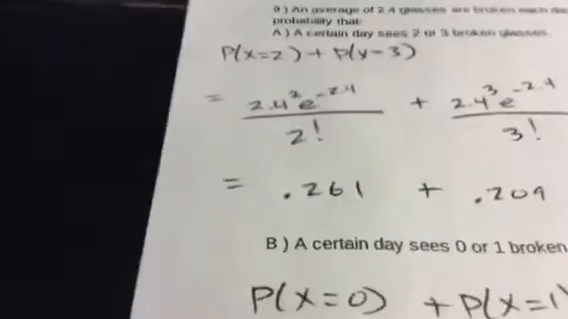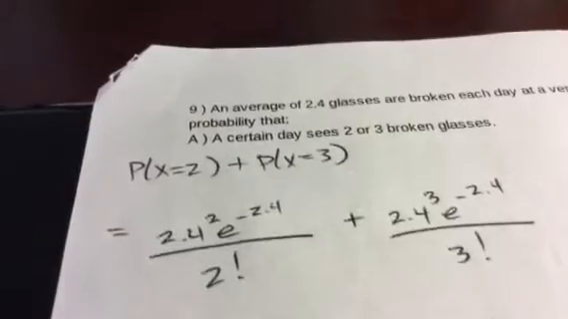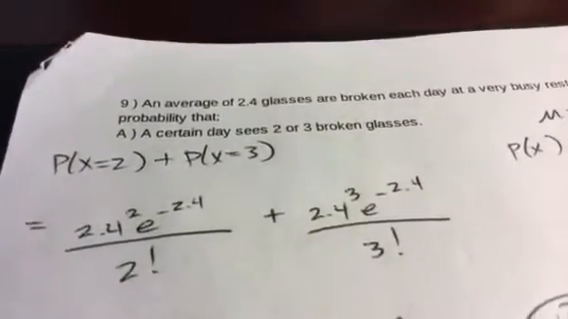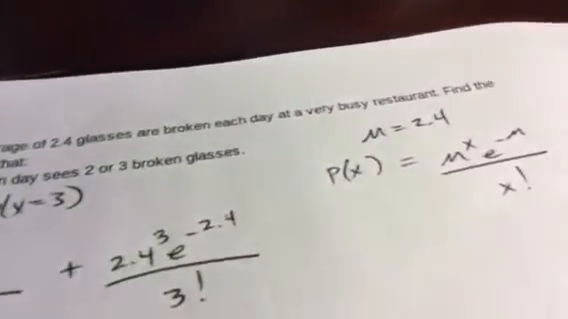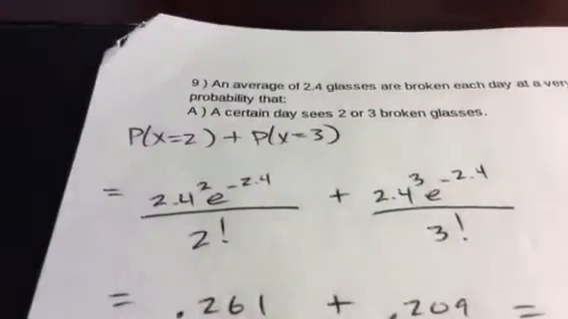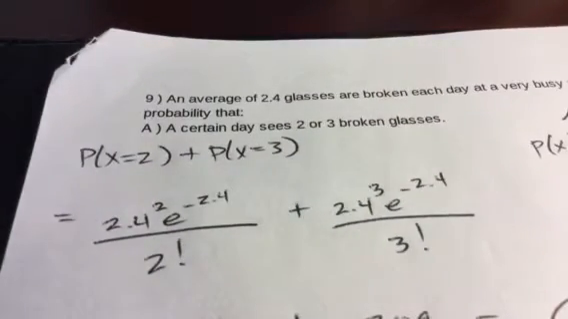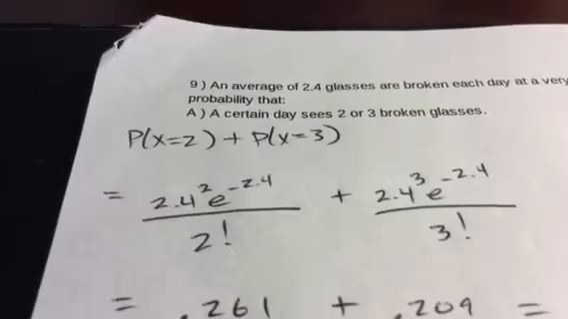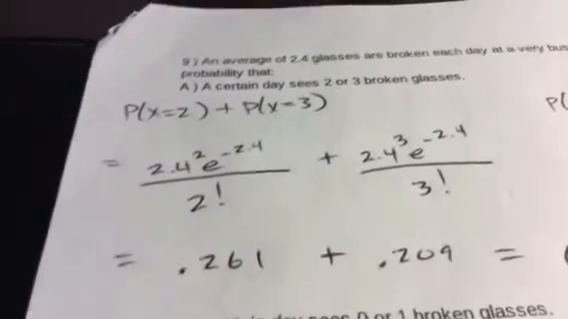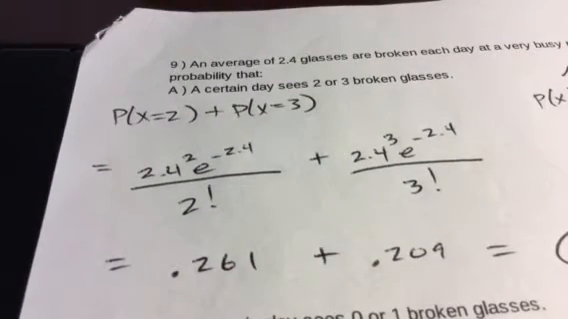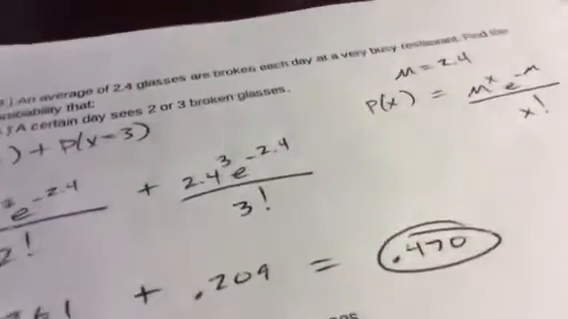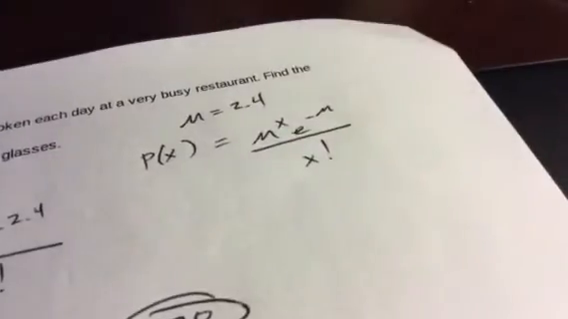Here's our final question, number 9. This is Poisson, because I give you an average. No probability here. An average of 2.4 glasses are broken each day at a very busy restaurant. Find the probability that a certain day sees 2 or 3, so exactly 2 or exactly 3. There it is. Again, it has an interesting formula. We want to type in the numerator all by itself and divide it by 2 factorial and 3 factorial. That is the probability distribution right there.